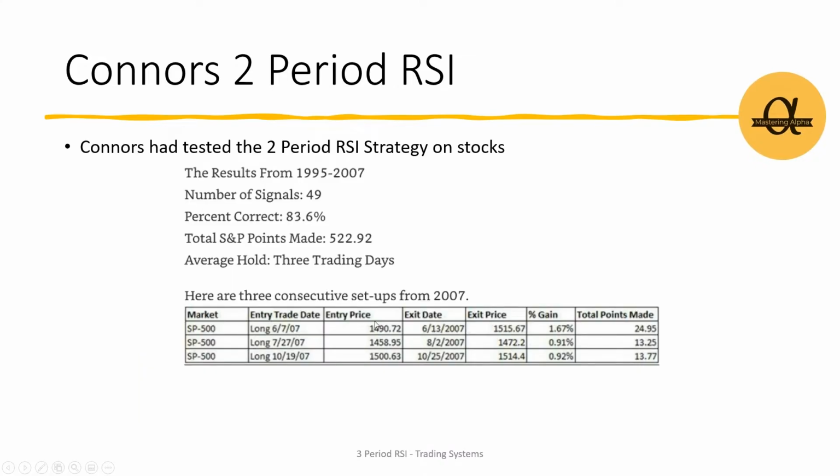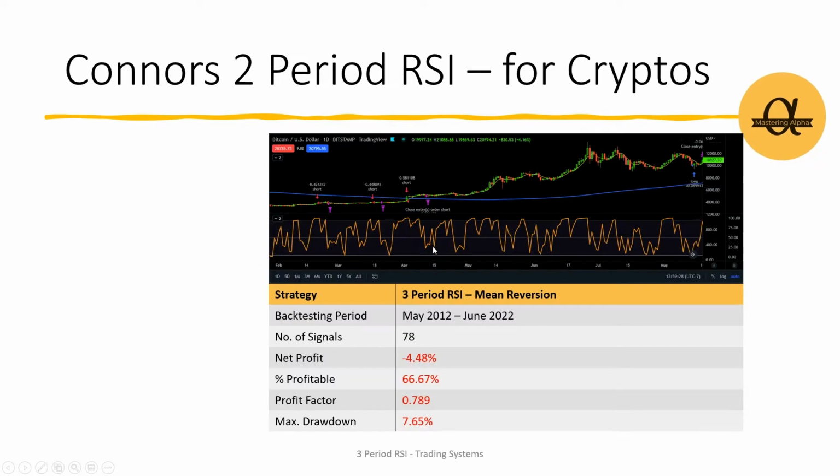So here's one of the examples from 2007. Is it possible to just use this system and be this profitable in crypto? That was my next problem statement. So I tried to apply that to Bitcoin, and unfortunately, it was not working. So 2-period RSI was not working.